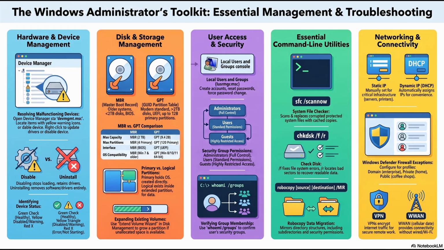Which brings up a critical architectural pivot. We have organized storage, automated maintenance, the machine is humming. But a well-maintained machine is a target. Who gets to use it, and what are they allowed to touch? We're moving to users, groups, and group policy. We are defining the blast radius. Every user is a potential vector for failure, malicious, or just ignorant.